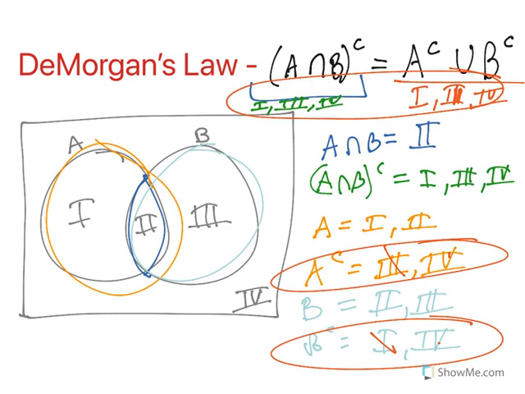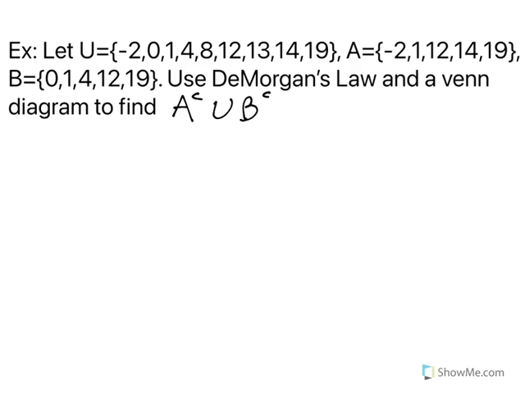Okay, now that I've shown that, let's do a problem. Let the universal set be -2, 0, 1, 4, 8, 12, 13, 14, and 19. Let set A be -2, 1, 12, 14, 19. Let B equal 0, 1, 4, 12, 19. Use De Morgan's law and a Venn diagram to find A complement or B complement.